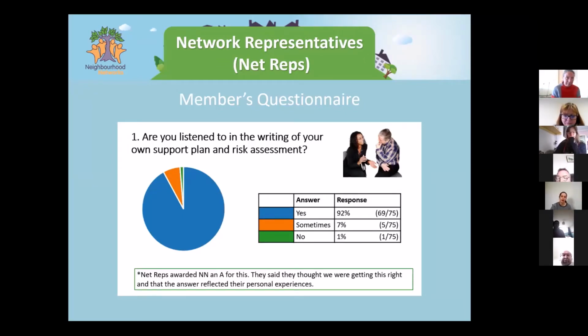So this was the question: are you listened to in the writing of your own support plan and risk assessment? And 92% of the respondents said they did, which we were very pleased with. And the net reps also thought this was great, so they gave us an A for this. They said they thought we were really getting this right and that the answer reflected their own personal experiences. So that was really brilliant to hear.